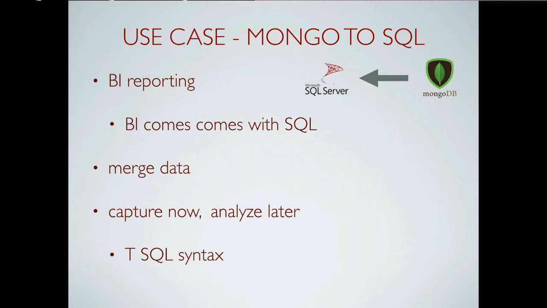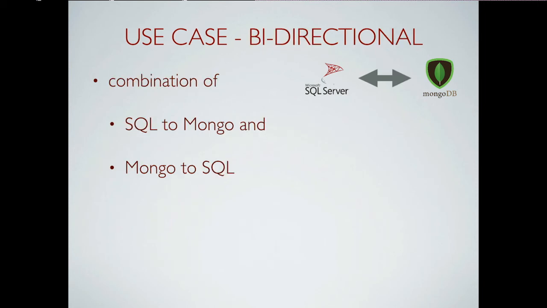I might want to capture the data now and analyze it later. So SQL Server is good at capturing data. However, pretty much everything is logged in SQL. So if I'm going to dump a whole bunch of stuff in there quickly, Mongo's actually better at that because it has less locking. So I could capture it now, analyze it later. And the great thing about this is I can use T-SQL syntax to analyze it, right? I can use my Power BI tools. I can do all that kind of stuff. And we'll look at that in a minute. And then bidirectional is just going to be a combination of the two, right?